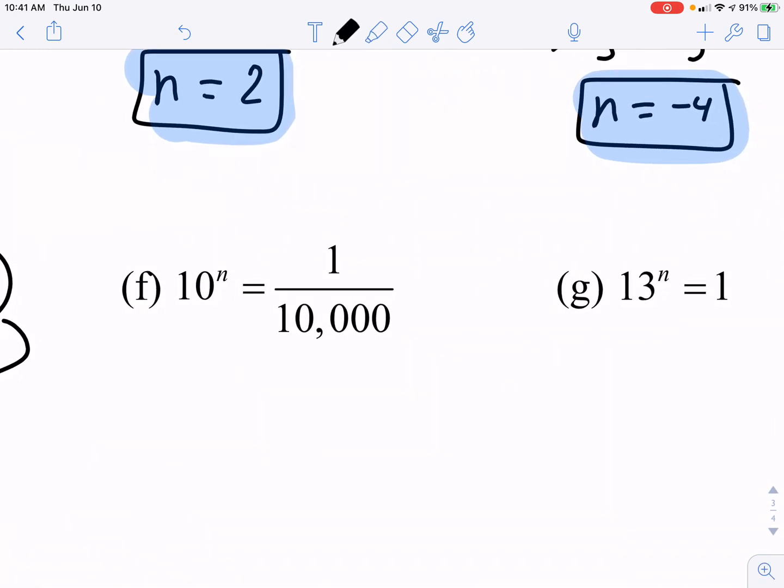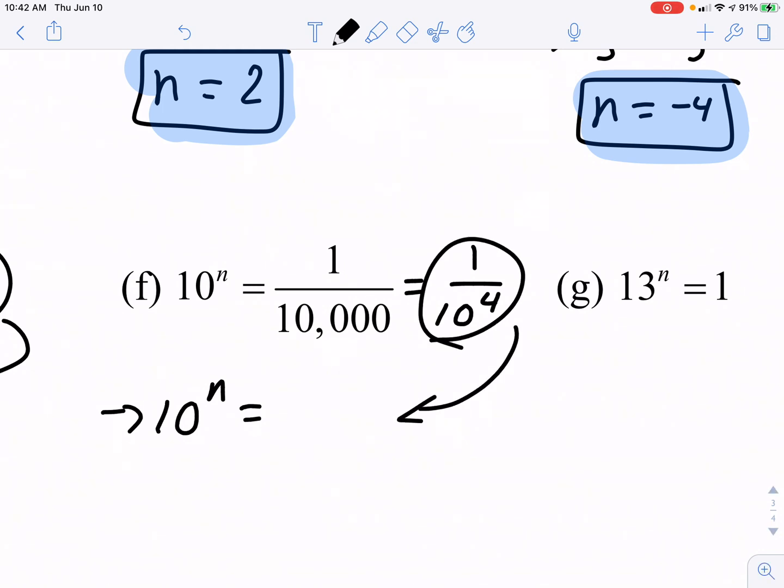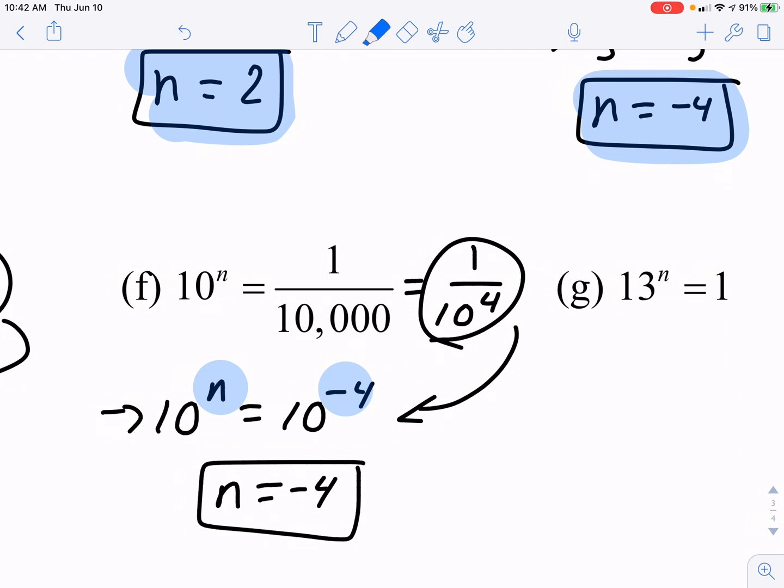In letter F, 10 to the n equals 1 over 10,000. Well, this is really easy because 10,000 has 4 zeros. So that means that 10,000 is actually 10 to the 4th power. We'll rewrite that fraction, 1 over 10 to the 4th, as a negative exponent, 10 to the negative 4. And so if 10 to the n equals 10 to the negative 4, then n has to equal, in this case, negative 4.